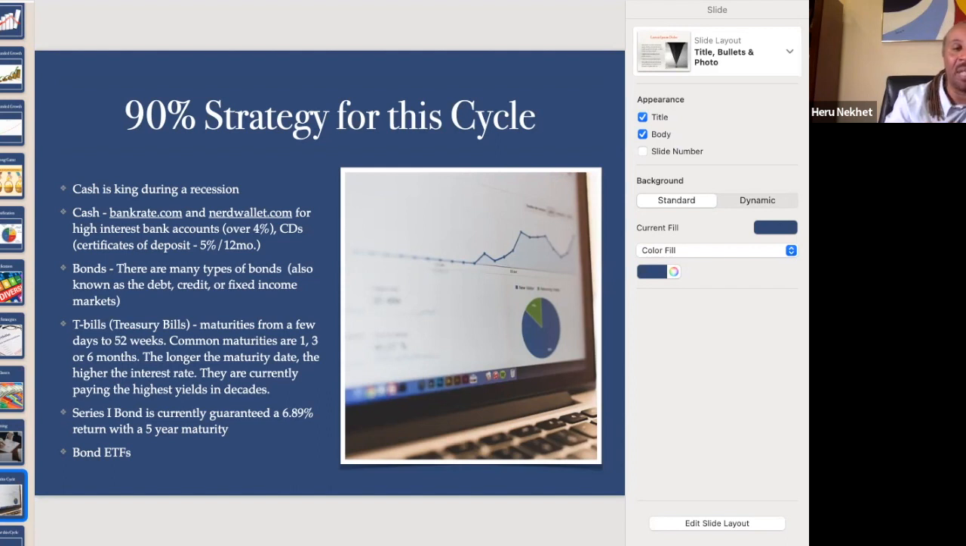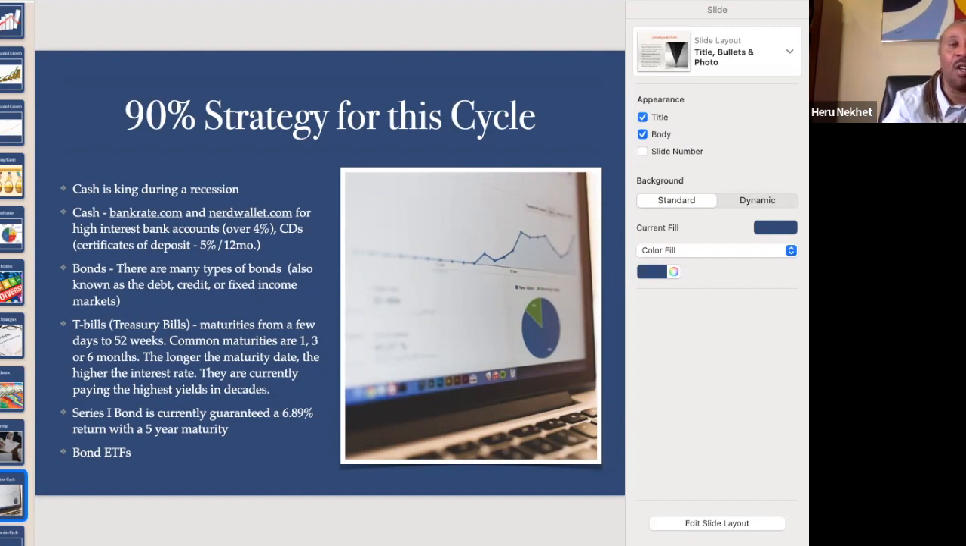And again, I'm not talking about stacking up cash in your jar, in your closet. I'm not talking about stacking up cash in your regular savings account that's giving you 0.25% return. I want you to go on bankrate.com and nerdwallet.com and click on comparing bank rates right now. And I guarantee you that each of them have high interest savings accounts that are paying over 4% right now.